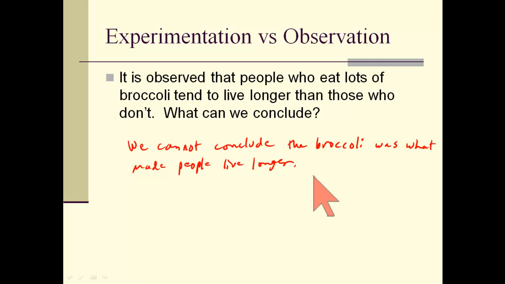So maybe the scenario is people who eat broccoli tend to be health conscious. They know they're supposed to eat fruits and vegetables. And people who are health conscious tend not to smoke. And people who don't smoke tend to be healthier and live longer than those who do. So perhaps it has nothing to do with the broccoli itself. That would be a case of a lurking variable, smoking and other health choices. And this setup did not eliminate those lurking variables, so we can't say much.